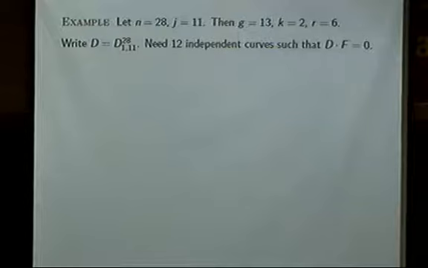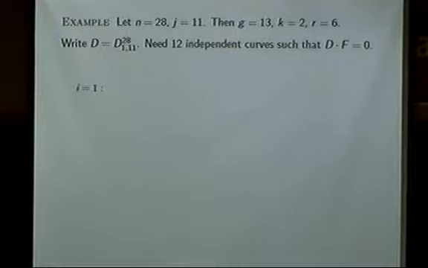Before I prove anything, let me do an example. Again, let's take n equals 28 and j equals 11. That's something we worked with earlier. Then you can work out g is 13 and k equals 2. We're looking for g minus 1 independent curves, so I need 12 independent curves, all of which intersect my divisor in degree 0.